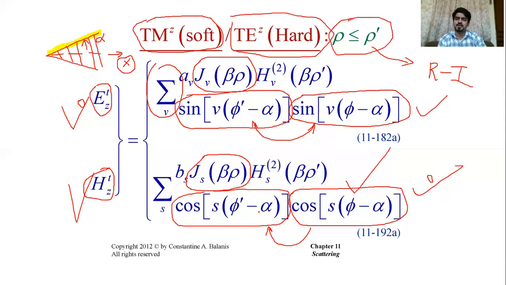And similarly, when your magnetic line source is placed along the z-axis, meaning the H field is parallel to the z-axis, and your E field is in the xy plane, so your E field is perpendicular to the z-axis. That is nothing but TE to Z polarization, which is equivalent to hard polarization. So we have gone through all this derivation in the last lecture. This is just to remind you what we have discussed in the last lecture.